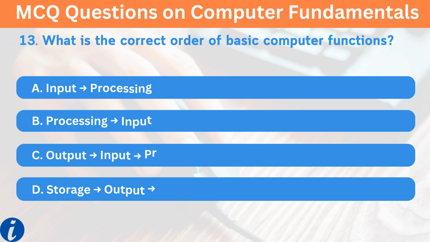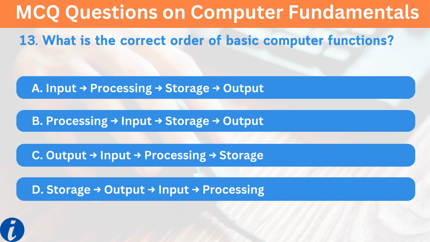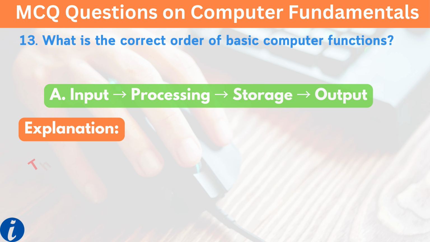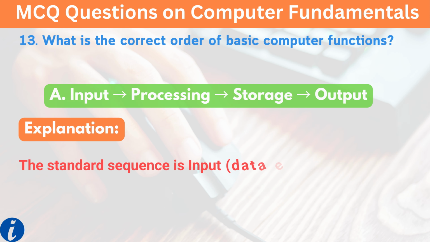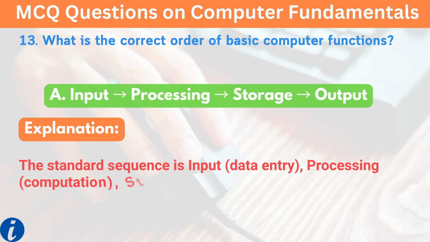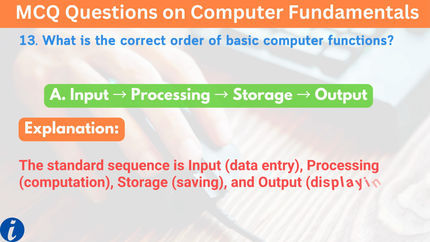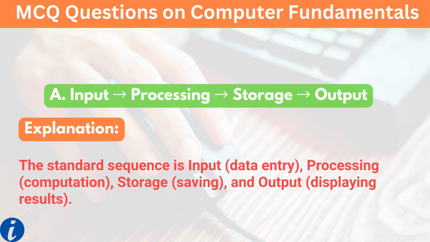13. What is the correct order of basic computer functions? A. Input, processing, storage, output. B. Processing, input, storage, output. C. Output, input, processing, storage. D. Storage, output, input, processing. The correct answer is A. Input, processing, storage, output. Explanation: The standard sequence is input (data entry), processing (computation), storage (saving), and output (displaying results).